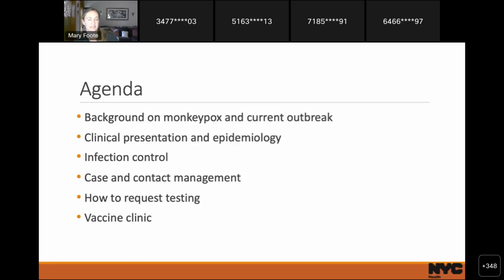Okay, so today we're going to start with just some general background on monkeypox and the current outbreak. Talk a little bit about the clinical presentation and epidemiology, and then give some pointers on infection control, outline how we're doing case and contact management, then discuss a little bit about the testing processes, and then give you a little more information about our new and exciting initiative offering vaccine to high-risk populations. Next slide.